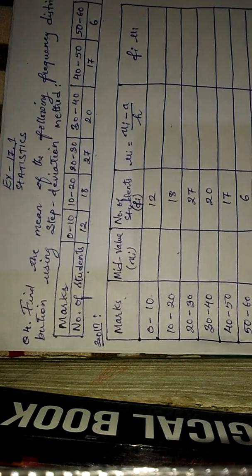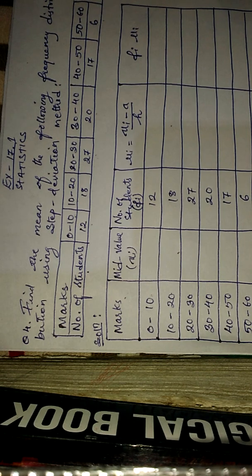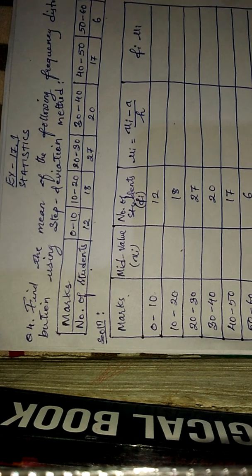Today we are going to learn how to find the mean using the step division method. In my previous video I showed how to find the mean using the assumed mean method. The assumed mean method and the step division method are somewhat the same, because here also we have to assume the mean from the mid value.